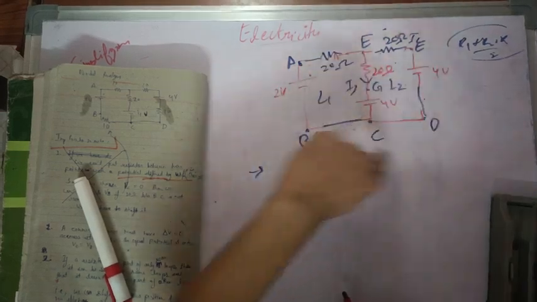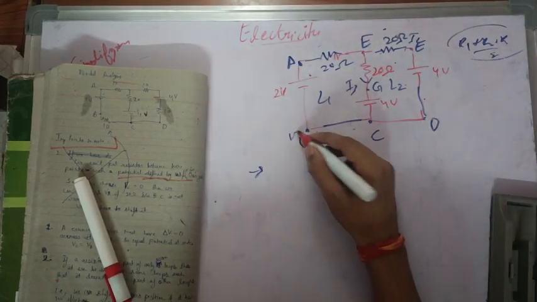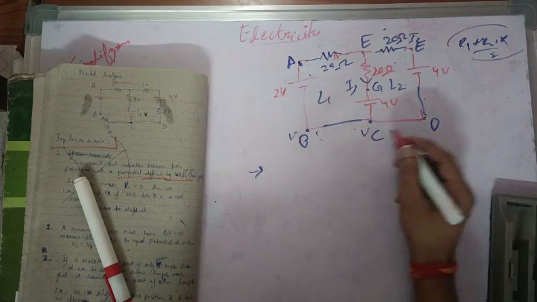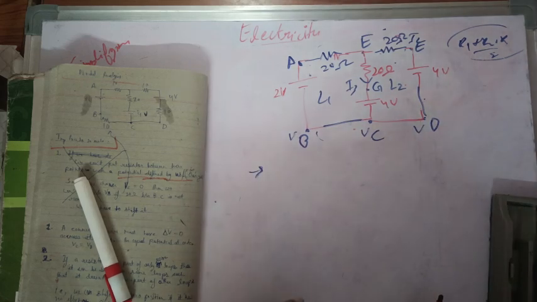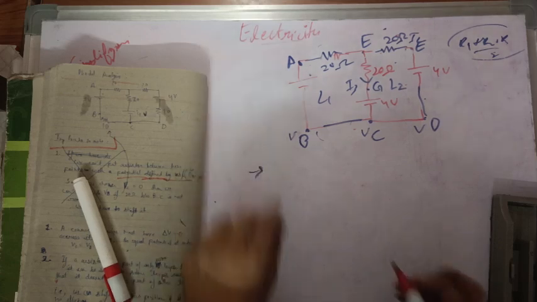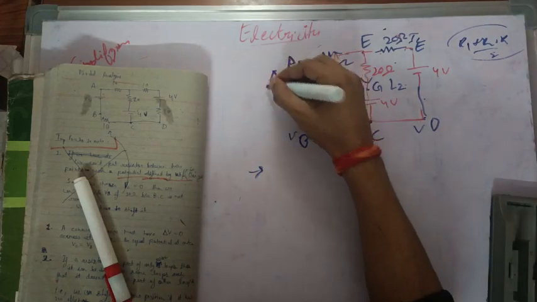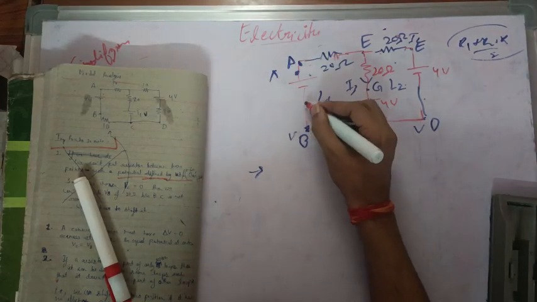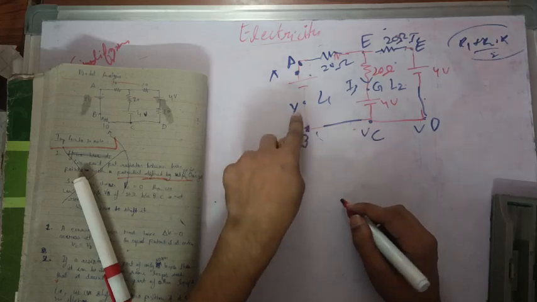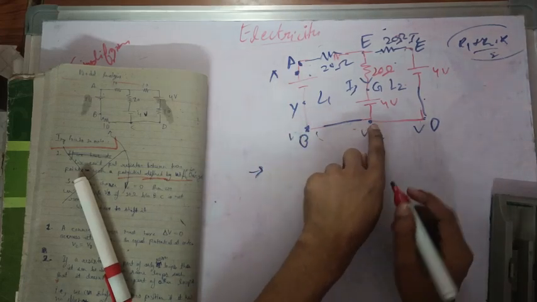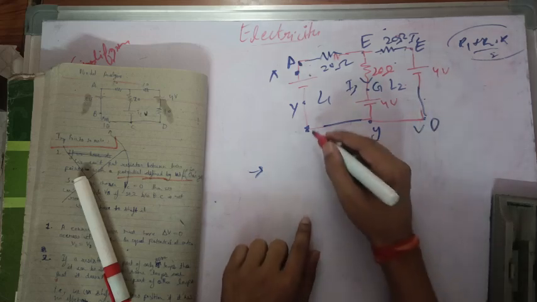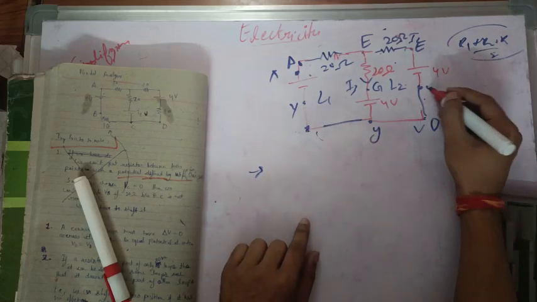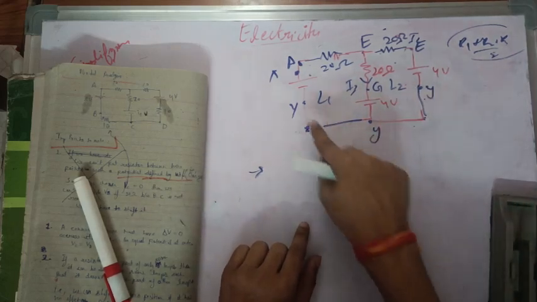Now this becomes simple, and the potential at VB equals VC equals VD. Now if I want to solve this using nodal analysis, let's say there is some potential at this end X, then there would be some potential at this side Y. This will be the same here, Y, Y, Y. This potential would remain Y everywhere here, because there is no resistor here.